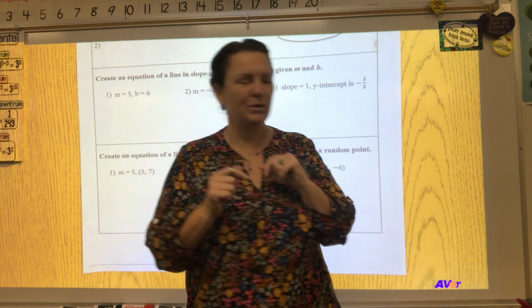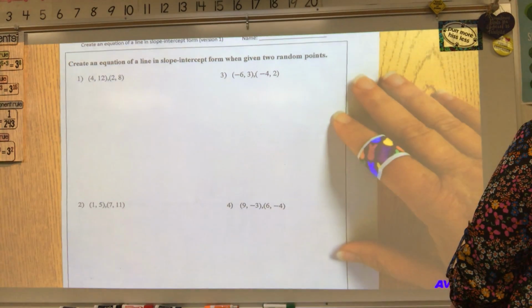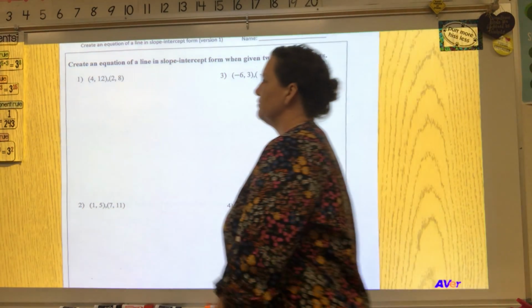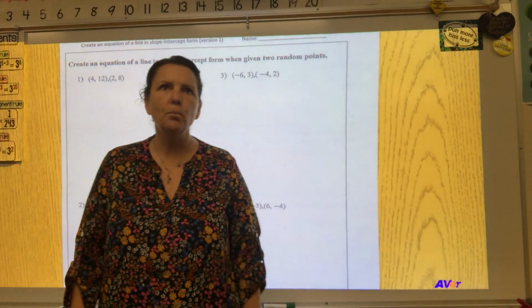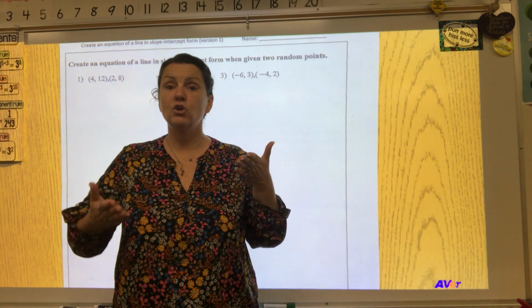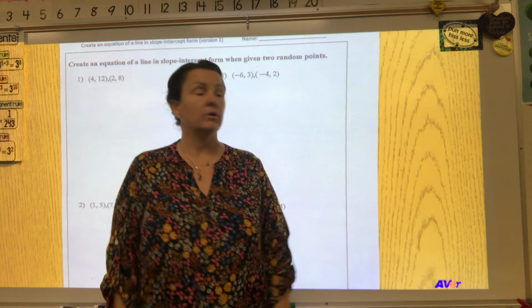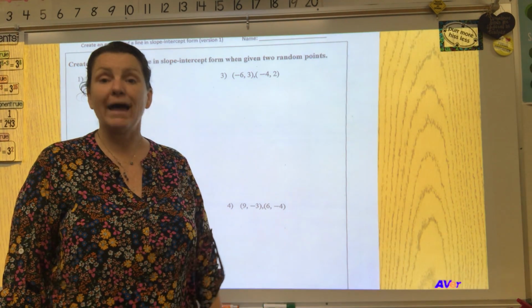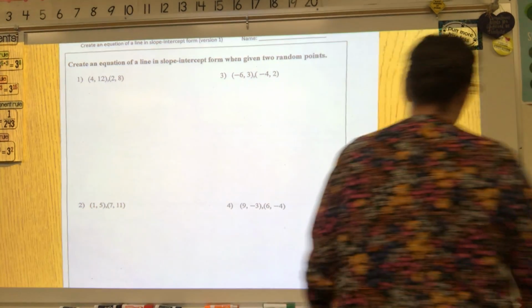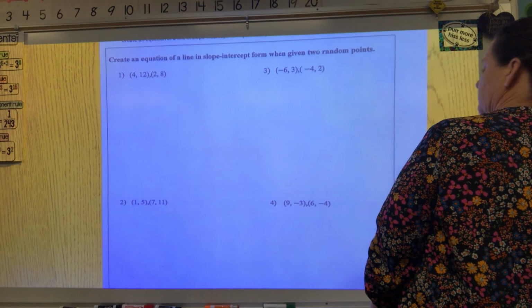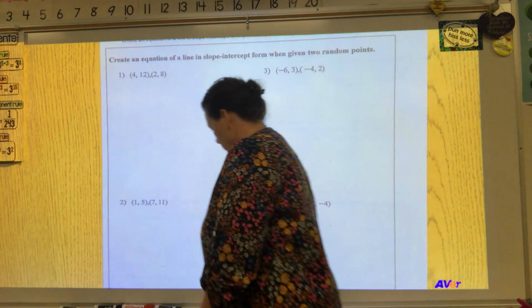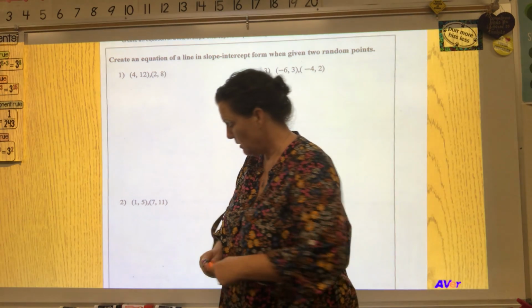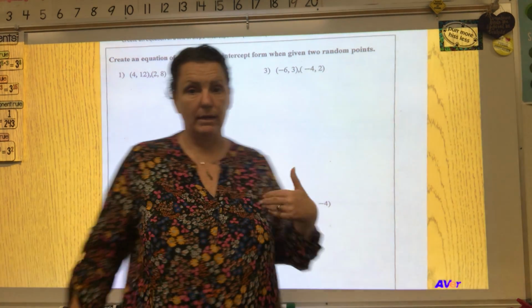Next, we turn this worksheet over and wowzers. Create an equation of a line in slope-intercept form when given 2 random points. And you're like, nice. That's not helpful at all. I feel you. I definitely understand it. Yep, this one's going to take a little bit more expertise, you can say. So let's review again what we need when forming a line.